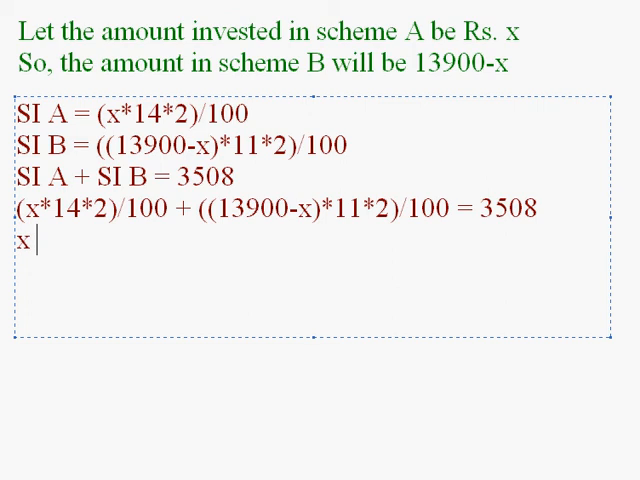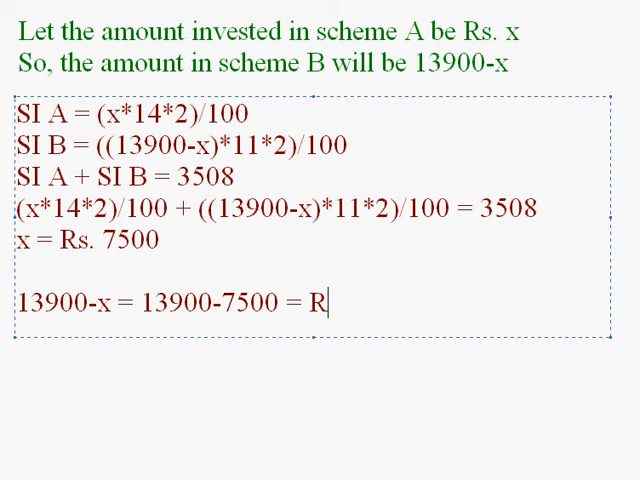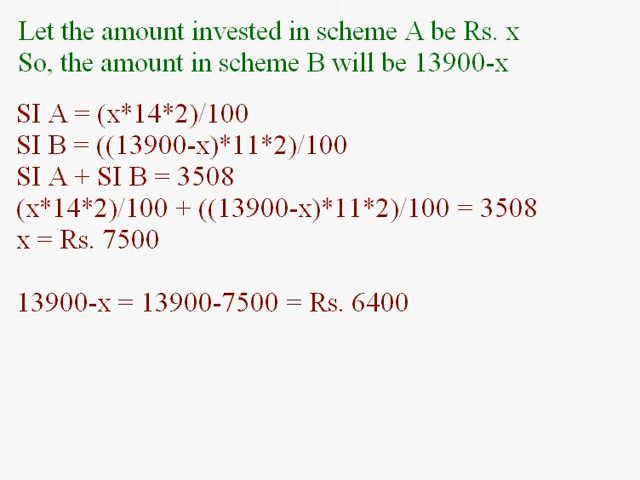So if you solve, you will get X as rupees 7500. That means in scheme A you are investing 7500 rupees. So in scheme B you will be investing how much money? That will be equal to 13,900 minus 7500. That's equal to rupees 6400. Okay, understood? That's what the question was.